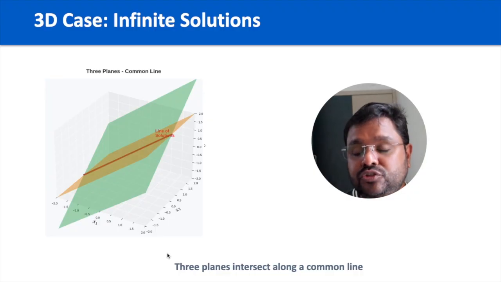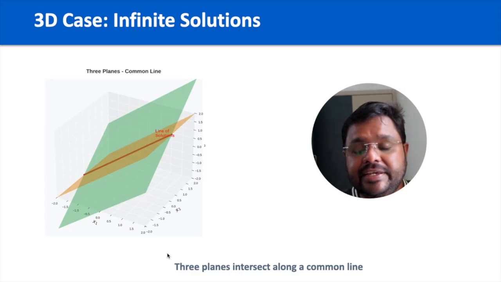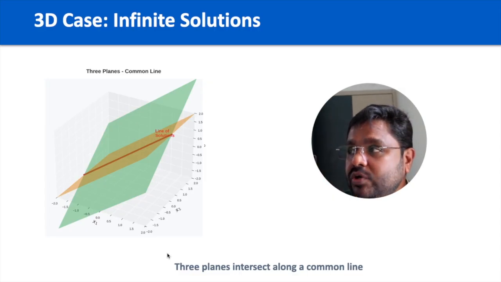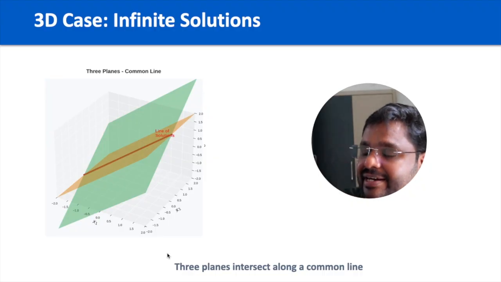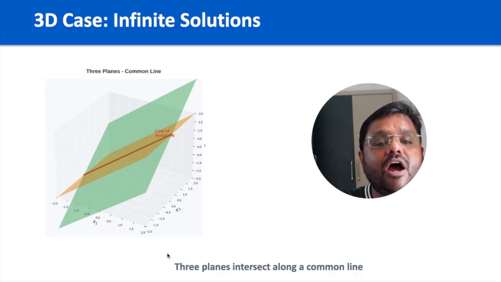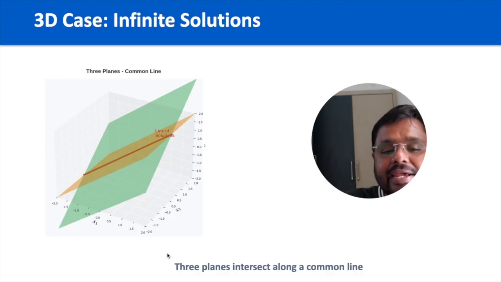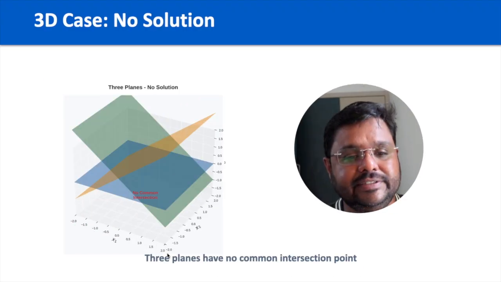When two planes or three planes meet at a line, planes can meet at a line. Like here I represent two planes. One is a green plane and the other one is an orange plane. They meet at a line. That is the red line. So when it comes out like this, all the points on that red line are what? Solutions. And there is an infinite number of solutions in this case.